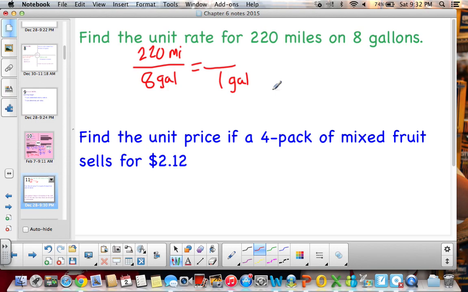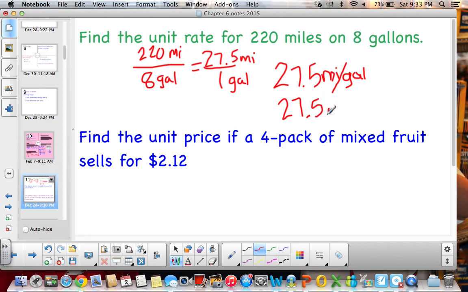So 220 divided by 8 is 27.5 miles for 1 gallon. So then we would write it as 27.5 miles per gallon. Or you might see it as 27.5 miles per gallon.